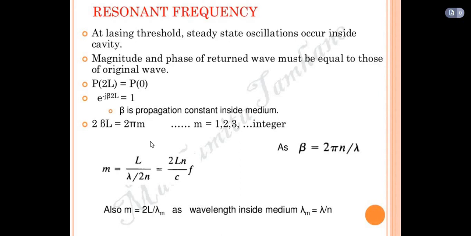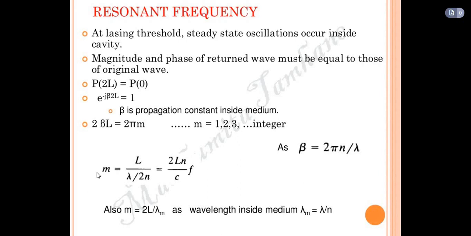We know about beta, right? So the magnitude and phase of the returned wave must be equal to the original wave. Whatever the magnitude and phase response, if you want to find that response value, we have to use this particular relation. So what is beta? I can write 2 pi n by lambda. So what can I write for beta? Beta is 2 pi n by lambda. So this is my beta value.